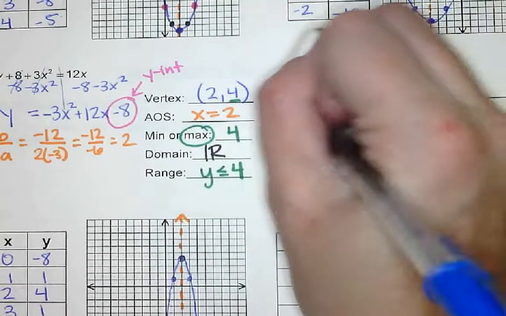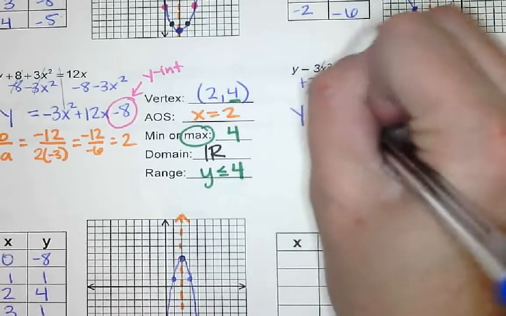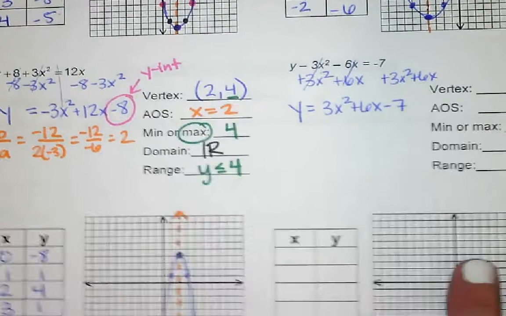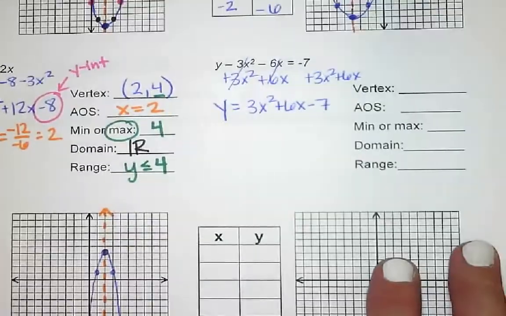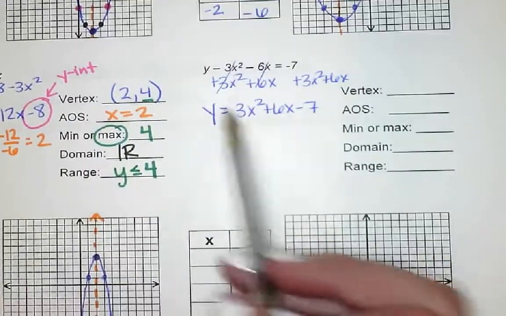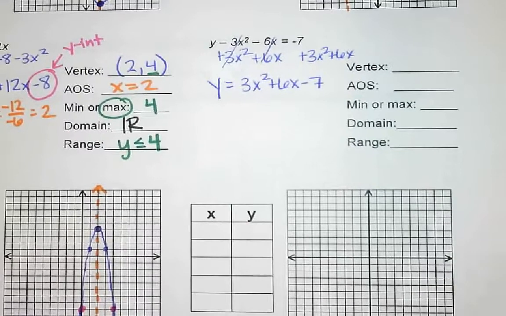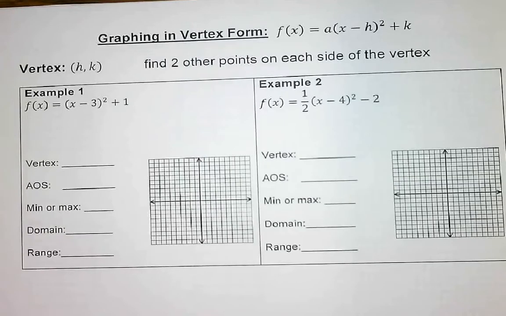So guys, I want you guys to go ahead and graph this right here using your calculator and using your technology. Find your axis of symmetry and then use your calculator to graph the rest of it. Vertex. All right, guys? So I really like graphing in vertex form because it gives you your vertex.